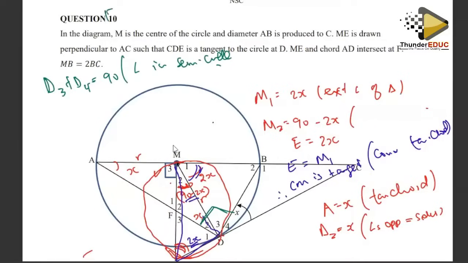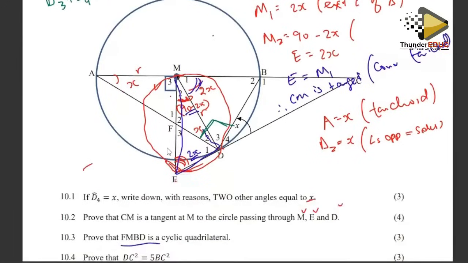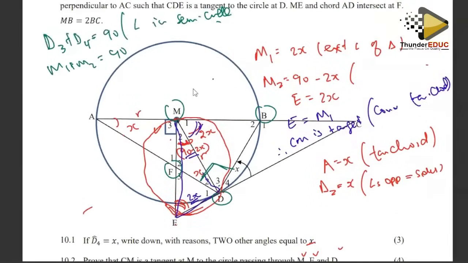Okay, remember our target is FMBD. So that's a 90. Then we also know that M1 plus M2 is a 90. Okay, so what does that mean? I want to use just the exterior, the opposite angles, okay, being supplementary. So we say adjacent supplementary angles.